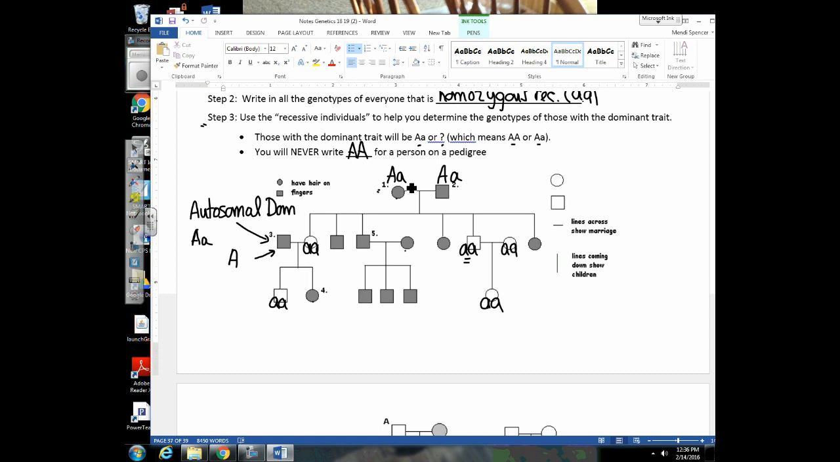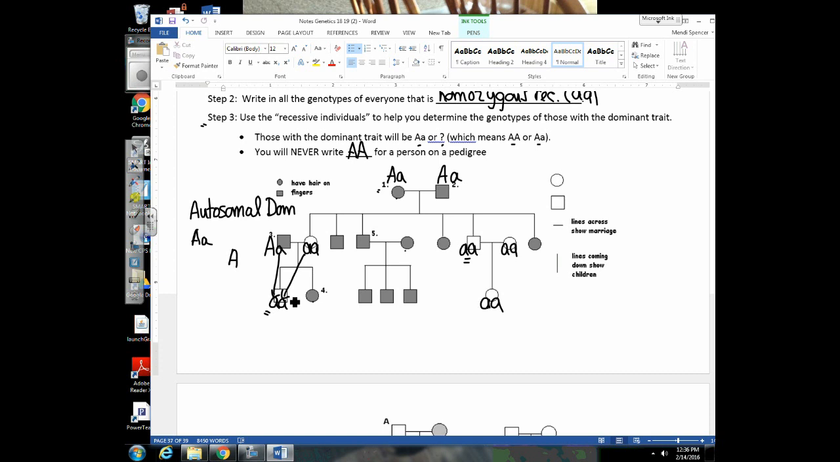Let's go ahead and go over here to 3 and work our way across. Now, if you want for practice, you can go ahead and hit pause and come back and check your work here in a second. So this child right here indicates that 3 had to be big A, little a, because it had to have a little a to pass on. The same with this other individual.